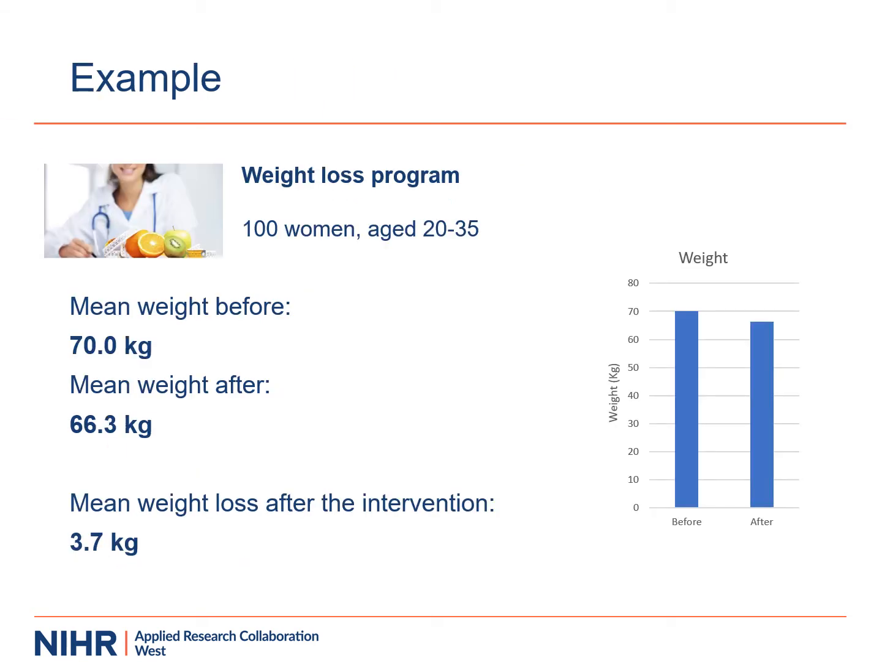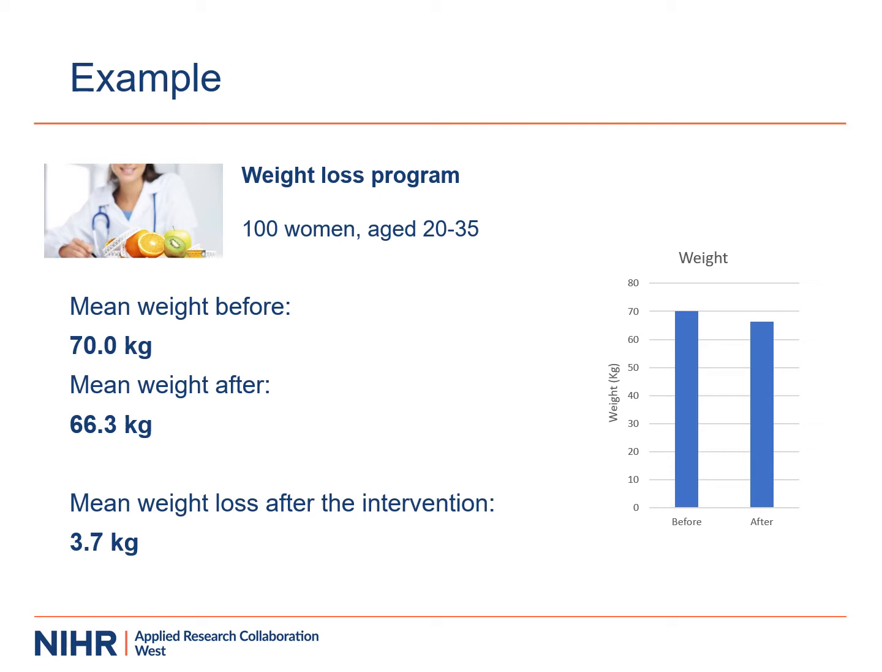I will try to explain all these concepts that I showed you in the previous slide by using this example, which is not a real study, it's a fake example. So let's say we want to do a weight loss program and we want to know how effective this weight loss program is. So we recruit 100 women aged between 20 and 35 years old, and we measure their weight beforehand and after. And then we can calculate the mean weight loss after the intervention. So before, on average, they weighed 70 kilograms, afterwards 66.3 kilograms. So there is a difference in weight of 3.7 kilograms.